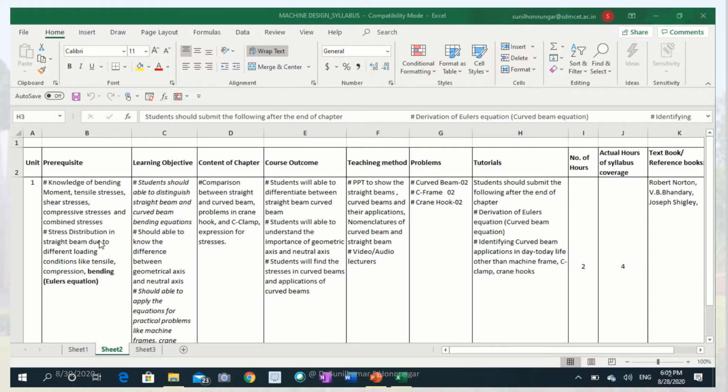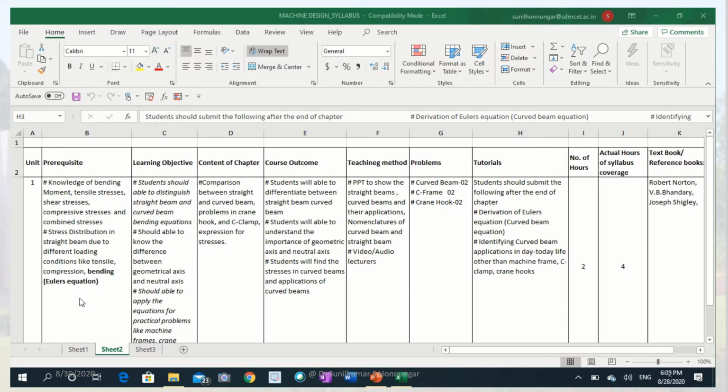Then you should also be aware of stress distribution in a straight beam. Straight beam here means it is a curved beam only, but while deriving the Euler's equation we consider it as a straight beam first and then apply the bending moment. And different loading conditions like tensile and compressive, that is, you should also know how that loading is applied on that straight beam.